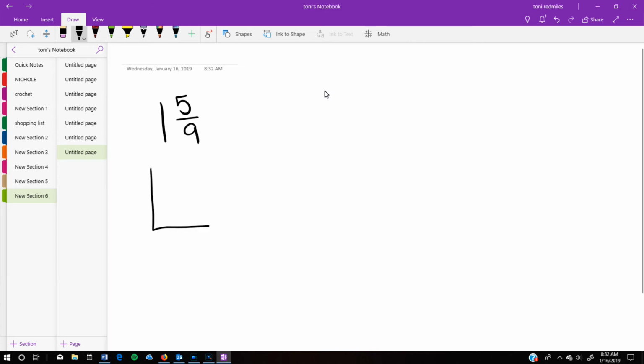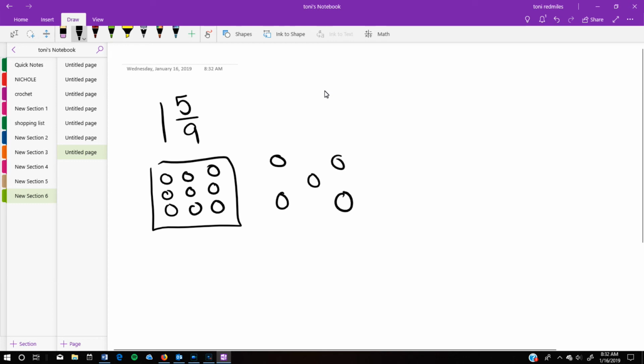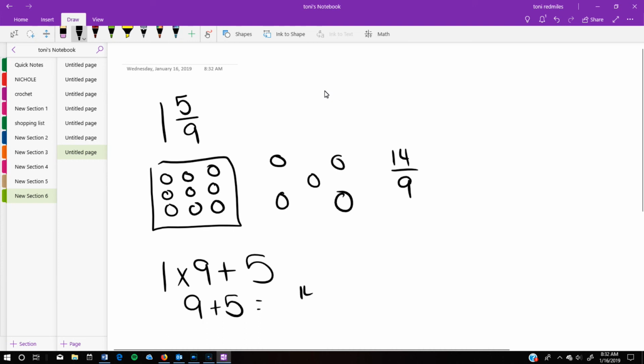Okay, so this is one bag with 9 cookies in it, and then 5 left over. So I count them 1, 2, 3, 4, 5, 6, 7, 8, 9, 10, 11, 12, 13, 14. So 14 over the whole amount that makes a bag, which is 9. Okay, so now let's do it the math way. So 1 times 9 is 9, plus 5 is 14, and then I've got to put it over the 9.